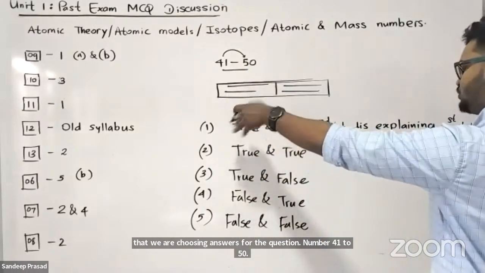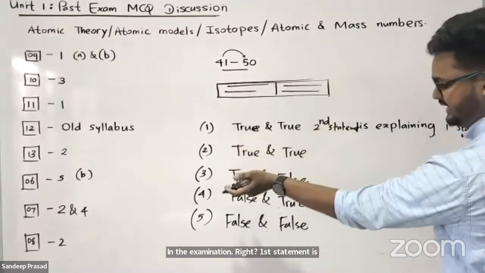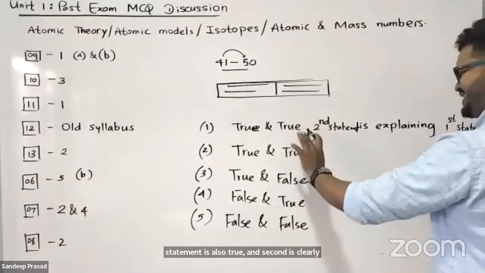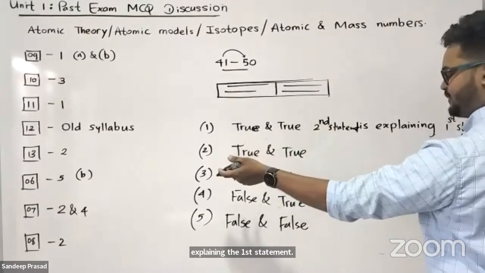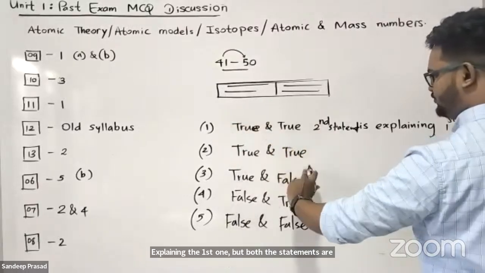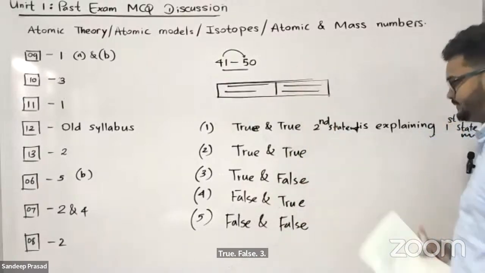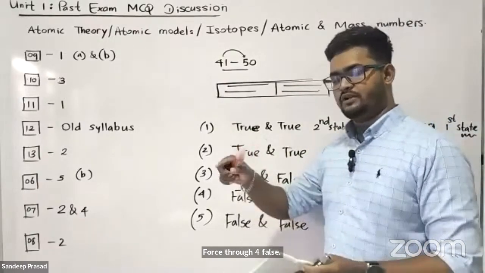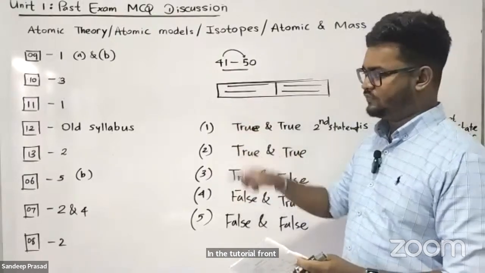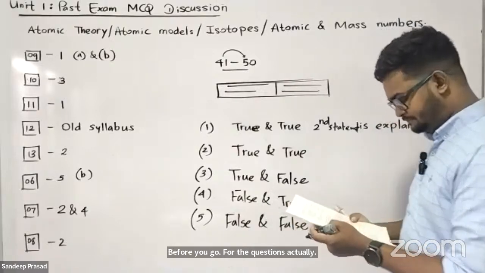If the first statement is true, the second statement is also true, and the second statement is clearly explaining the first statement, then choose answer number 1. If the second statement is not explaining the first one, but both statements are correct, then answer number 2. True, false, 3. False, true, 4. False, false, 5. Remember that one, okay? In the first page of the tutorial, I have given you the instruction. Before you go for the questions, read the question instructions, okay?